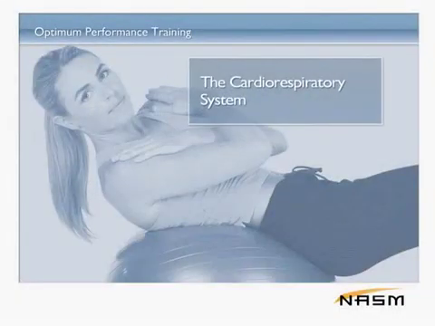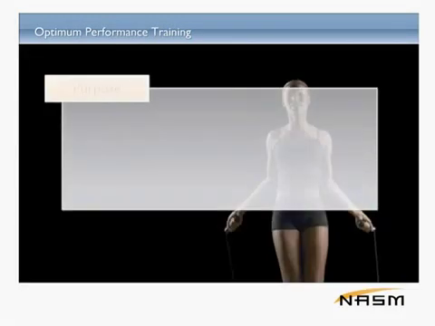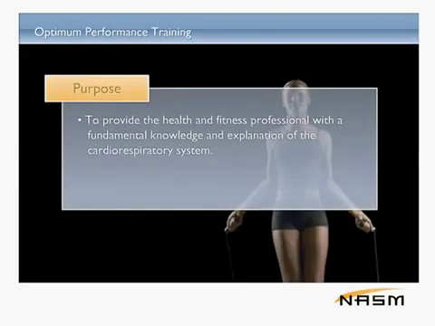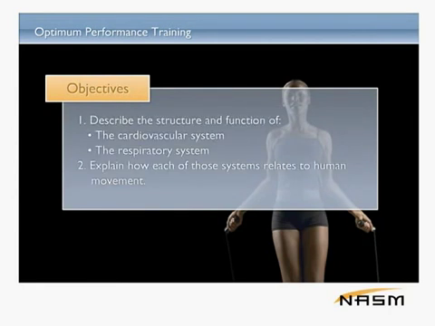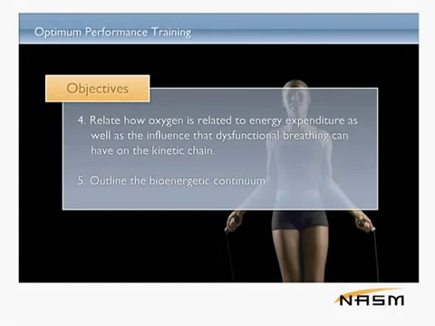The cardiorespiratory system. The purpose of this lesson is to provide the health and fitness professional with a fundamental knowledge and explanation of the cardiorespiratory system. Following this presentation, the participant will be able to describe the structure and function of the cardiovascular system, the respiratory system, explain how each of those systems relates to human movement, relate how oxygen is related to energy expenditure, as well as the influence that dysfunctional breathing can have on the kinetic chain.